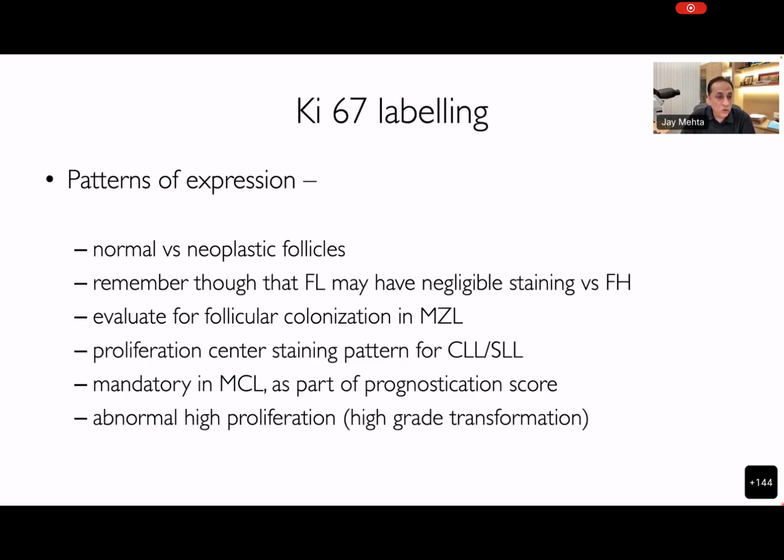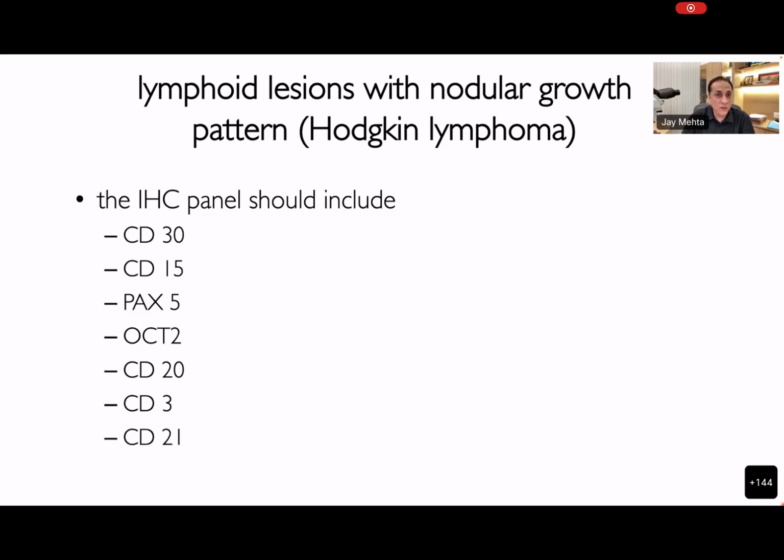It's useful to evaluate for follicular colonization in marginal zone lymphomas. The proliferation centers, which are rich in prolymphocytes in CLL/SLL, tend to have a higher MIB1 labeling pattern in those cells. It's mandatory to do Ki-67 or MIB1 labeling in mantle cell lymphoma. That's part of the prognostication score. And it's useful when there's an abnormally high proliferation, as when there's a high-grade transformation from, say, a mantle cell lymphoma which turns into a blastoid, or a marginal zone lymphoma which has turned rogue and has become DLBCL, in which case it's also useful to do the Ki-67 labeling.